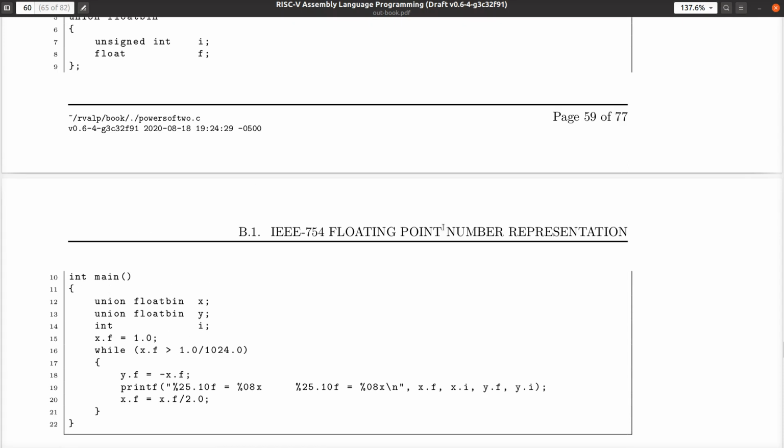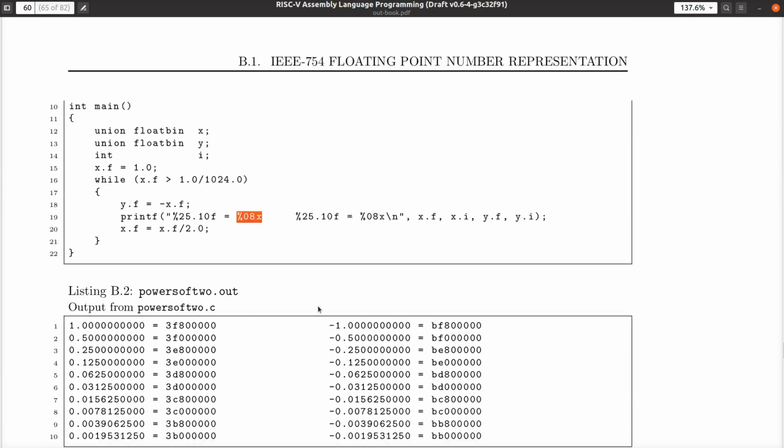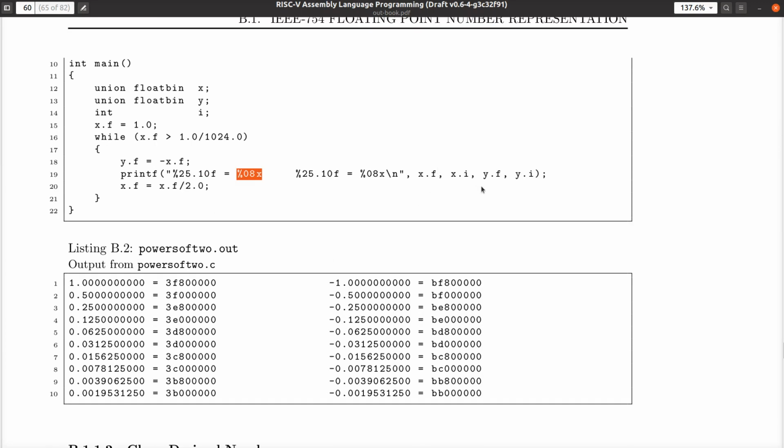However, they're interpreted differently. The x.f is interpreted as if it is a floating point number, and it will be printed out as such, like this. The x.i is this version of the exact same bits in memory that'll be treated like an unsigned integer and printed out in hexadecimal form like this. All right? So I print out this x variable in 2 different ways, and I print out a y variable in 2 different ways over here.